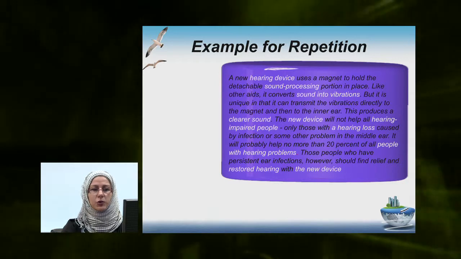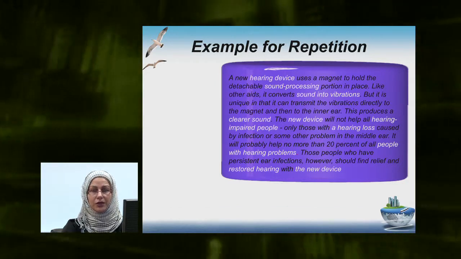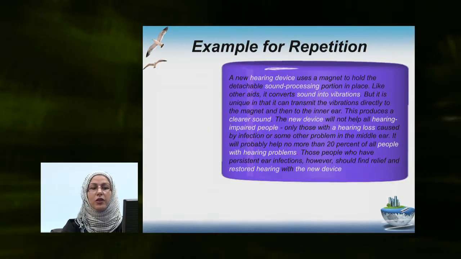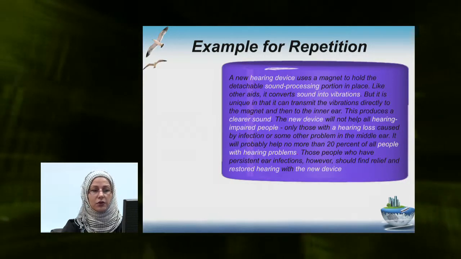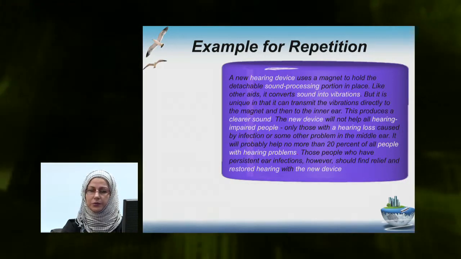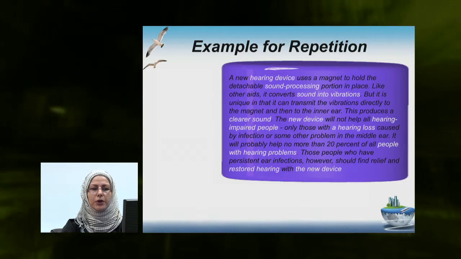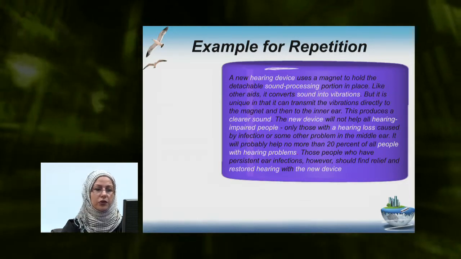A new hearing device uses a magnet to hold the detachable sound processing portion in place. Like other aids, it converts sound into vibrations. But it is unique in that it can transmit the vibrations directly to the magnet and then to the inner ear. This produces a clearer sound. The new device will not help all hearing impaired people, only those with a hearing loss caused by infection or some other problem in the middle ear. It will probably help no more than 20% of all people with hearing problems. Those people who have persistent ear infections, however, should find relief and restored hearing with the new device.